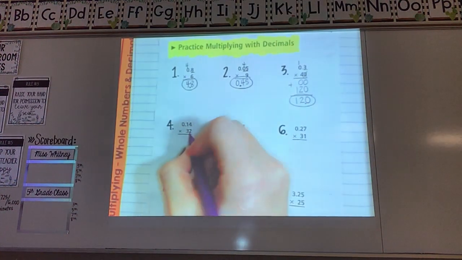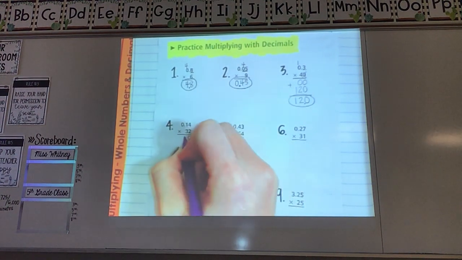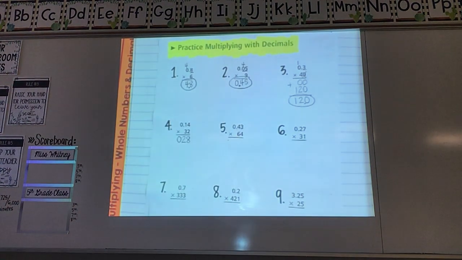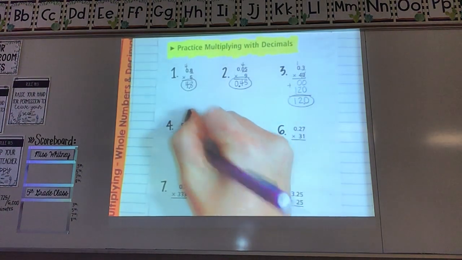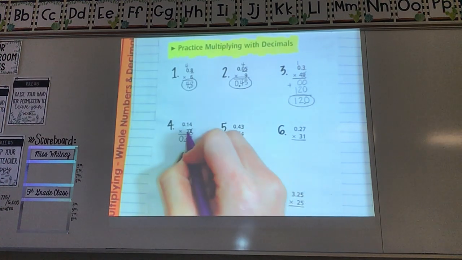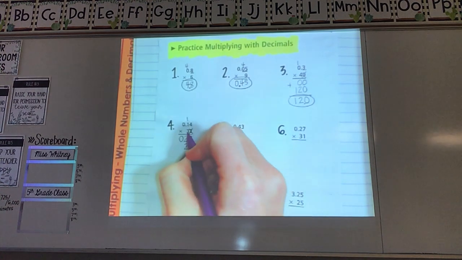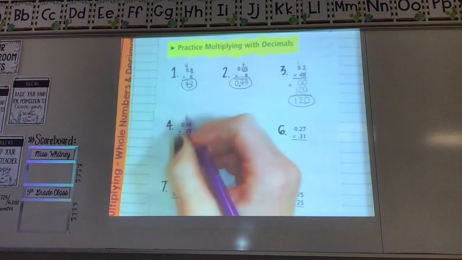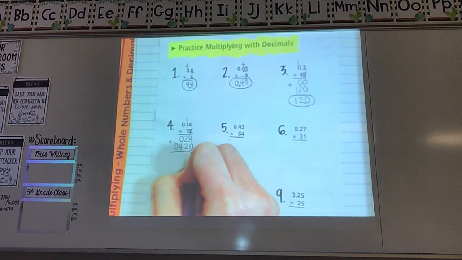Starting with my 2. 2 times 4 is 8. 2 times 1 is 2. 2 times 0 is 0. I'm done with that 2, so X him out. When I make an X, I have to make an O. And then I go to my next number, which is the 3. And now I multiply again. 3 times 4 is 12. Put my 2, carry my 1. 3 times 1 is 3, plus 1 more is 4. 3 times 0 is 0. Then I add them up. Be careful on my addition so that I don't make a mistake here.